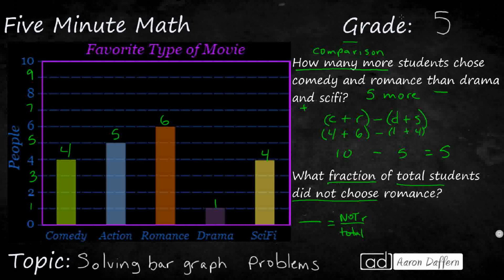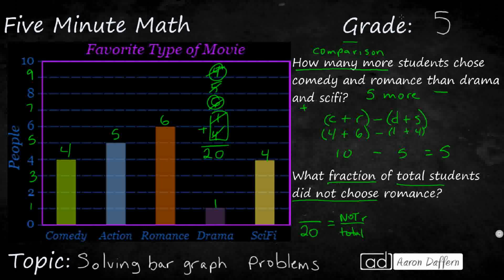Well, we need to total both of those up. What is our total number of students? We're going to take all of our numbers and add them up: 4, 5, 6, 1, and 4. So we could say 4 and 6 make 10. These 2 make a 5, and a 5 make another 10. So 2 tens, that's going to be a 20. That's my total. That's my denominator, 20.